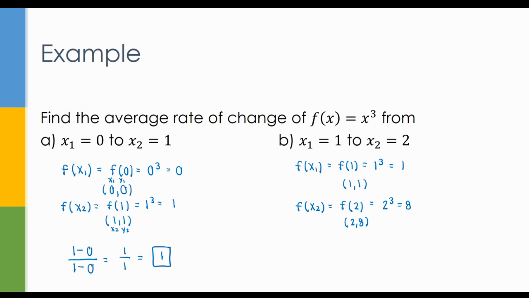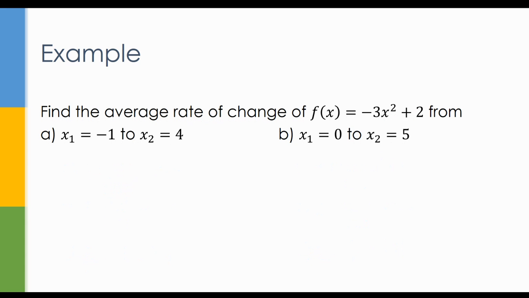And now I'm just doing slope with the 2 ordered pairs that we have. So 8 minus 1 all over 2 minus 1. 8 minus 1 is 7. 2 minus 1 is 1. So that tells us that our average rate of change is 7. Okay, let's look at a different function and do more average rate of change.